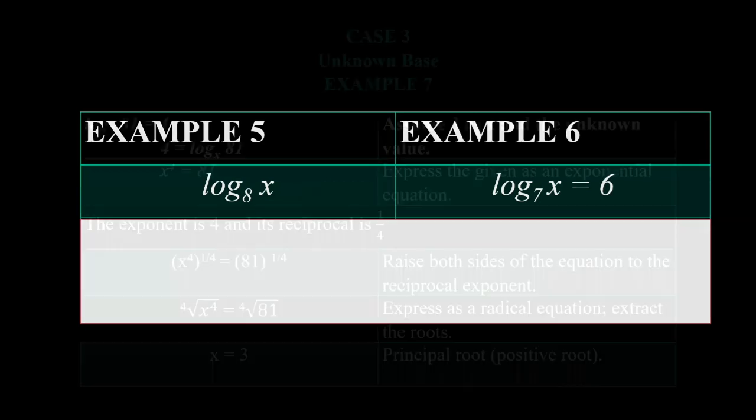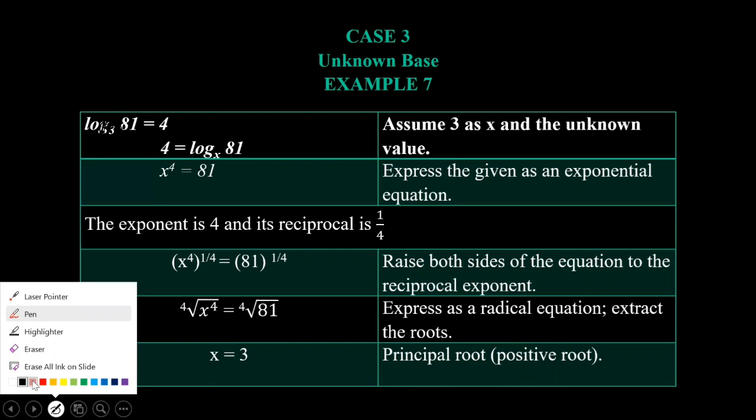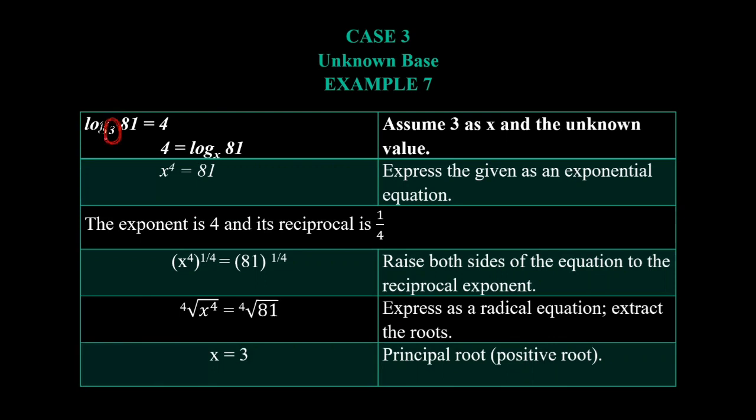Now let's proceed with the third case, which is the unknown base. In the unknown base, we are going to use the law of exponent, which is the radical form, where your exponent will be its reciprocal, so we get the reciprocal and multiply it to both sides of the equation. So in this one, let's say that the base is missing. This 3 here, let me encircle it. So this one is the missing one.